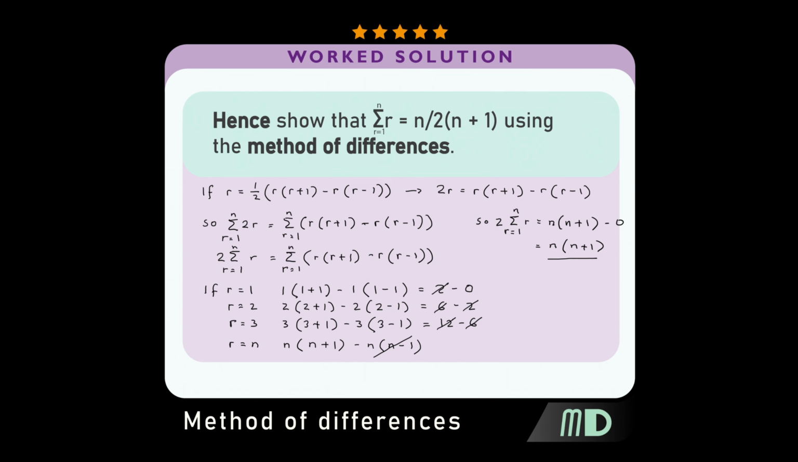The final step is to divide both sides by 2, giving us the sum of r equal to 1/2 of n multiplied by n plus 1. So by applying the method of differences, we've shown that the sum of r is equal to 1/2 of n multiplied by n plus 1.